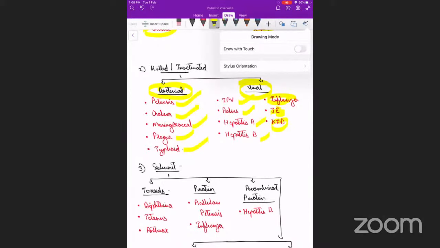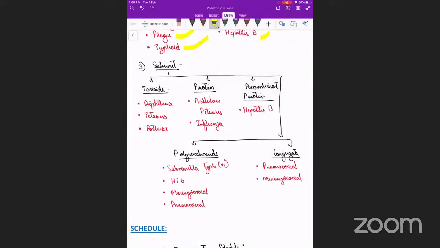Okay. Next comes the subunit vaccine. So under subunit vaccine, you know it can be divided into toxoids, proteins, recombinant vaccine. Under toxoids, diphtheria, tetanus, and anthrax. Under protein comes the acellular pertussis vaccine and the influenza vaccine. Under the recombinant vaccine comes the hepatitis B. Okay, then comes the polysaccharide vaccine and conjugate vaccine.